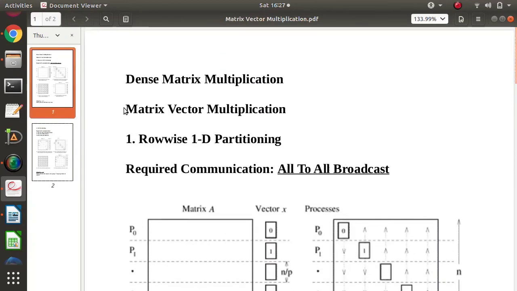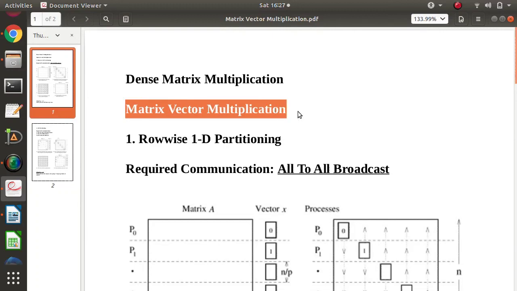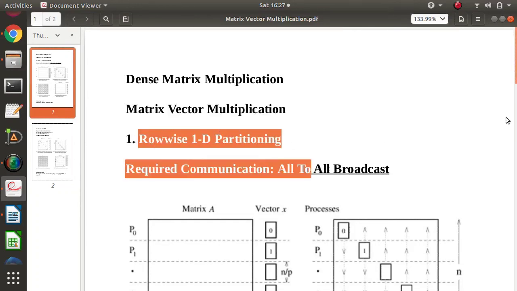In this way, matrix-vector multiplication is done in parallel, and for that there are two techniques. One is row-wise 1D partitioning, and another is 2D partitioning.